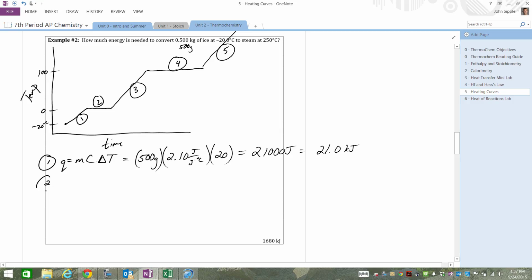All right, step number 2. Phase change. We're going to use our formula of Q equals delta H of fusion times our moles of H2O in this case. We have to figure out how many moles of water are in 500 grams of water. So 500 grams, 1 mole H2O, 18.02 grams.